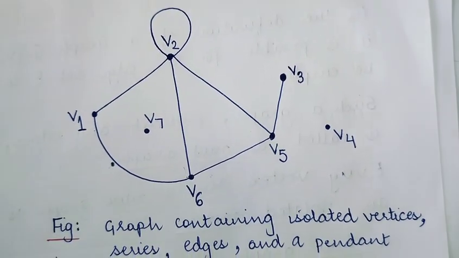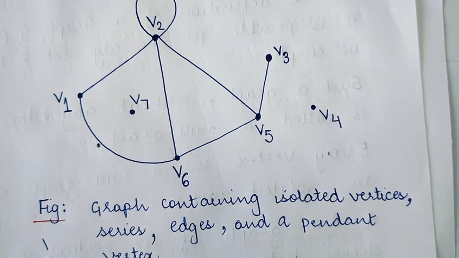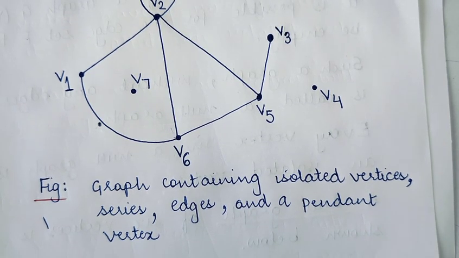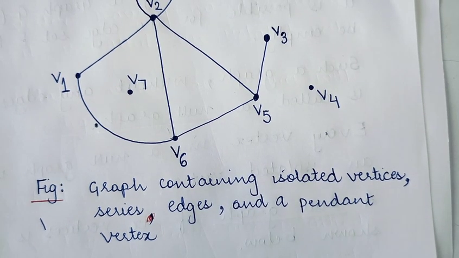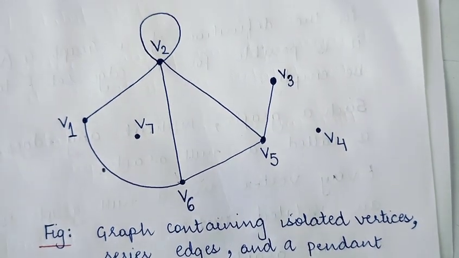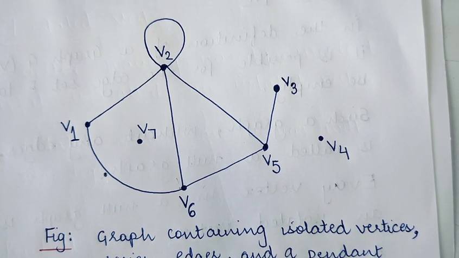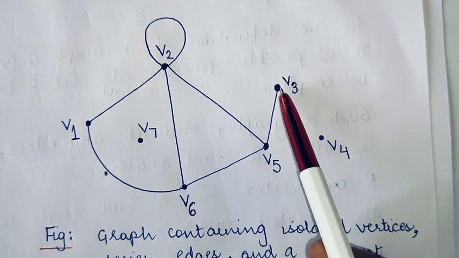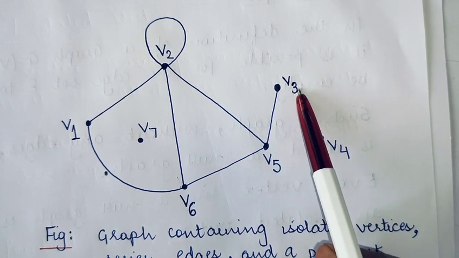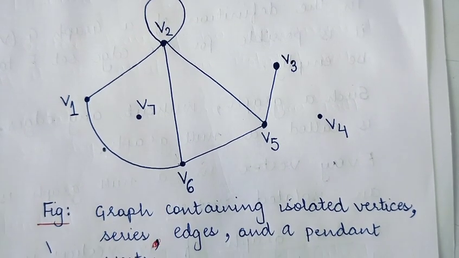We will see all these examples through this graph. Now here you can see there is a graph containing isolated vertices, there is a graph containing edges in series, and there is a graph containing pendant and isolated vertex. So let's find out all these kinds of vertices in this graph. Now if I talk of a pendant vertex, that means a vertex of degree 1 which has only one edge incident on it, then I can clearly see that V3 is a pendant vertex because V3 has one edge incident on it. It is having degree 1, hence I can say V3 is a pendant vertex.